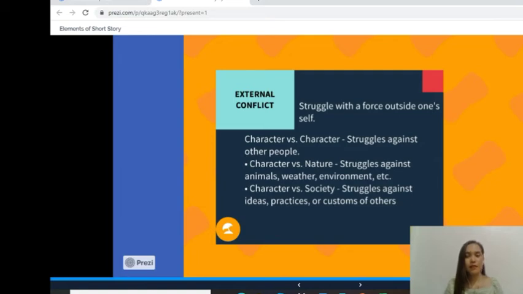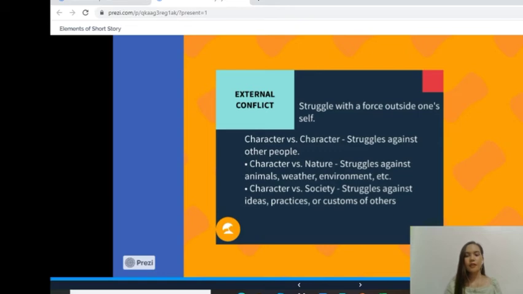How does it happen? When the setting of the story, for example, is stormy, and the character should respond on how they are going to save themselves in that particular situation or weather. That is how the character fights with nature.